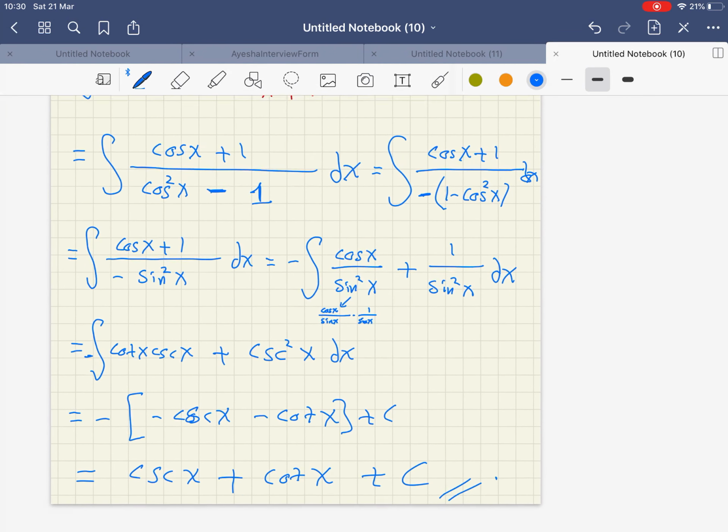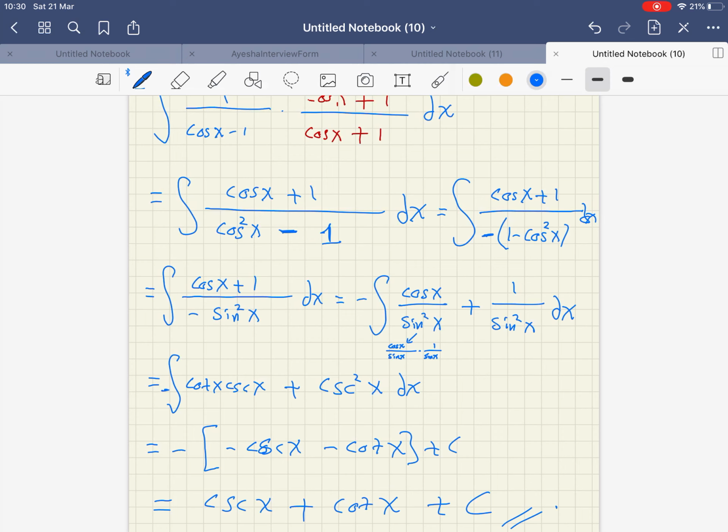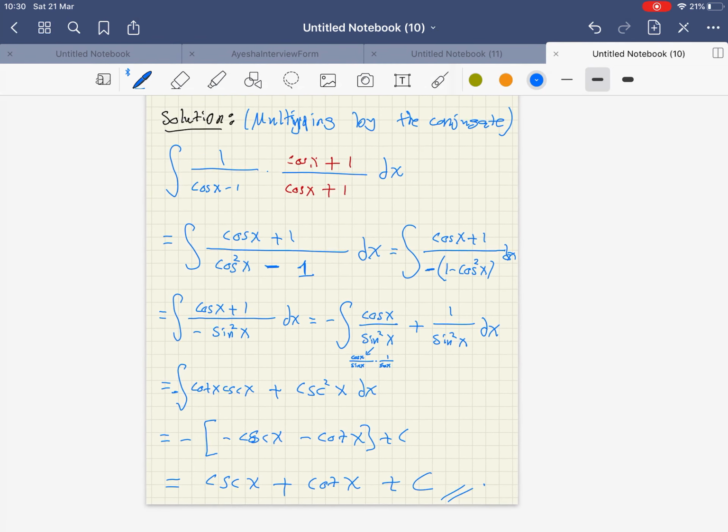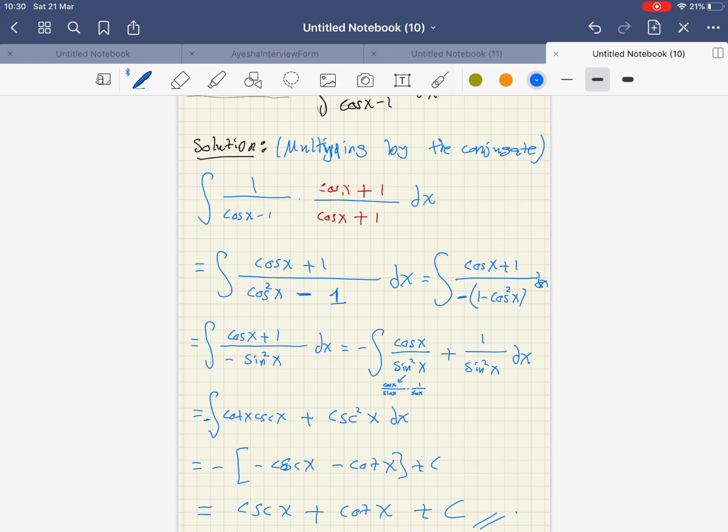So this is a very simple exercise from calculus 1 even. There's nothing new here. The idea is just multiply by the conjugate and then we split and merge.